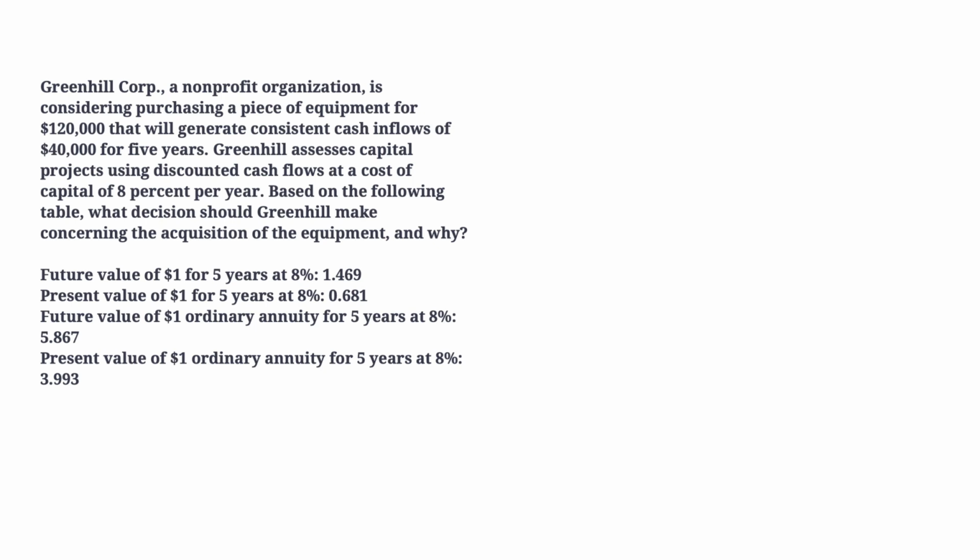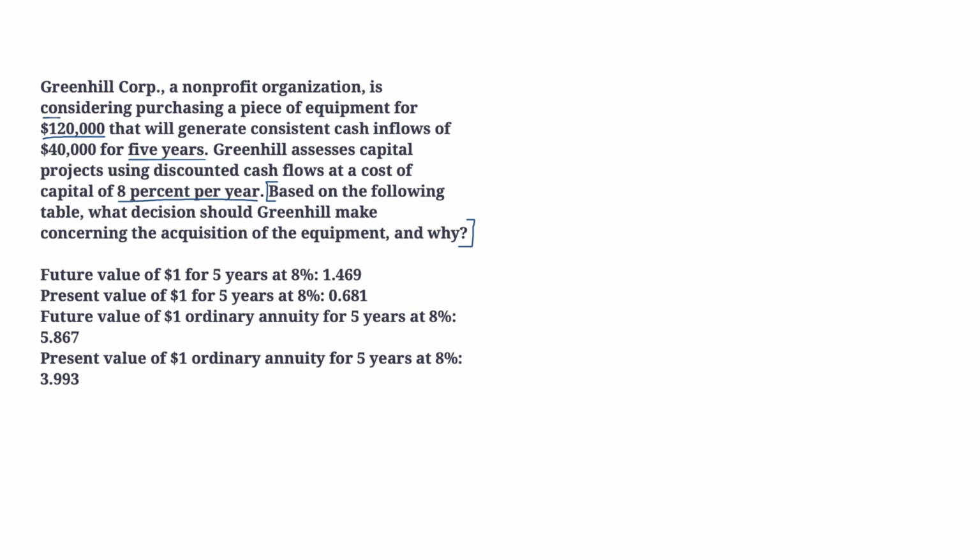So let's take a look at this first NPV question. It's more of a moderate level difficulty question, pretty standard for what you could see on the exam. So we start with the last sentence first. Based on the following table, what decision should Greenhill make concerning the acquisition of the equipment and why? Greenhill Corp, a non-profit organization, is considering purchasing a piece of equipment for $120,000. So that's the cash outflow. That will generate consistent cash inflows of $40,000 for 5 years. Greenhill assesses capital projects using discounted cash flows at a cost of capital of 8% per year.